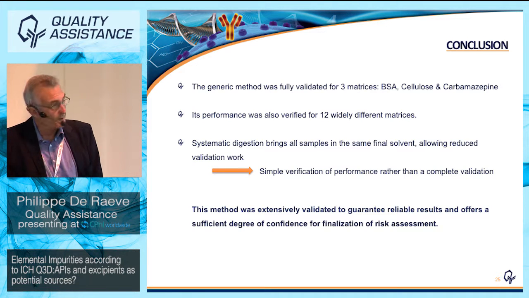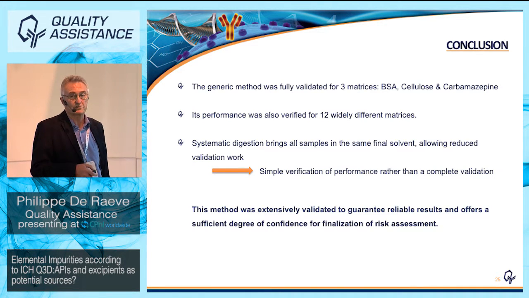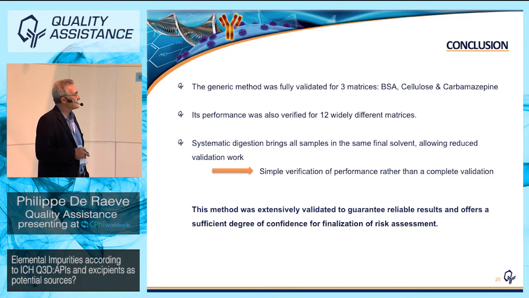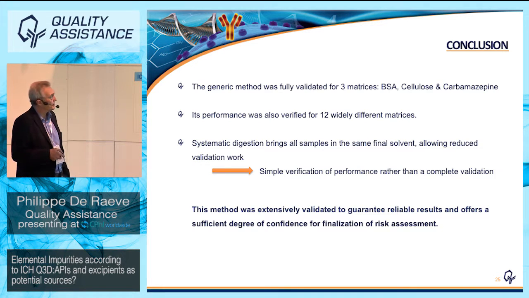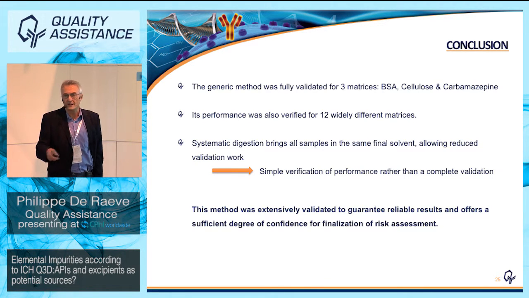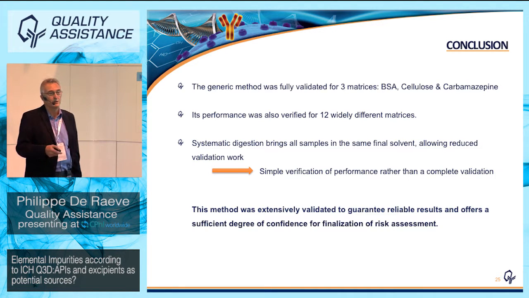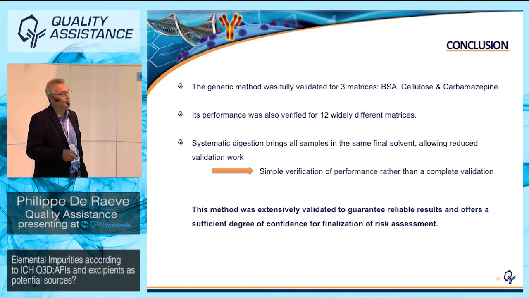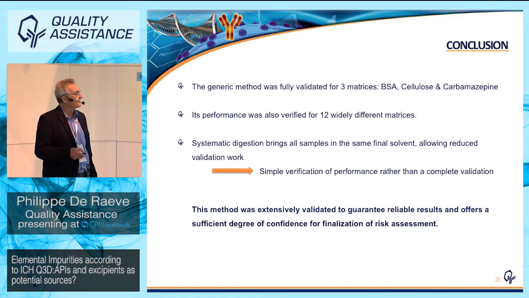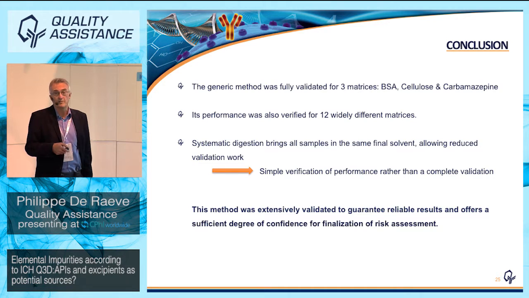So we have validated the generic method completely for 3 different compounds, BSA, cellulose, and carbamazepine. The performance of this method was also verified for 12 very widely different matrices. Remember that systematic digestion will bring all samples in the same final solvent, allowing reduced validation work. In fact, we propose a simple verification of performance rather than a complete validation for a new sample. So this method was extensively validated and guarantees reliable results and offers a sufficient degree of confidence for finalization of your risk assessment.